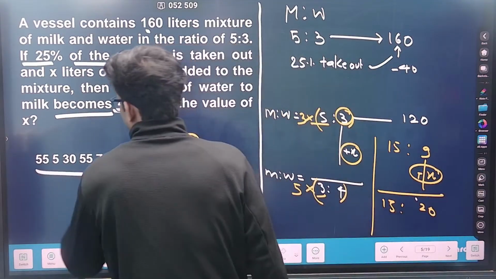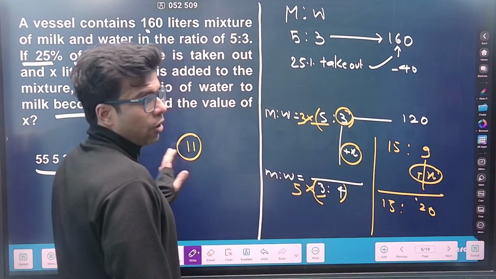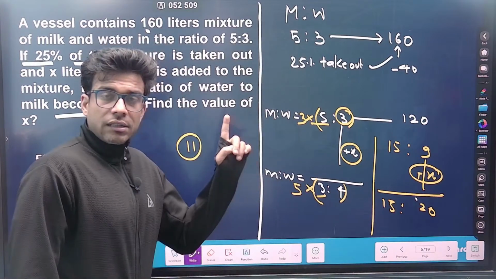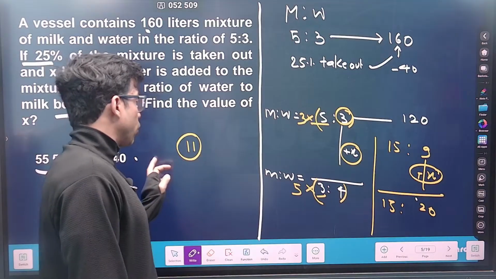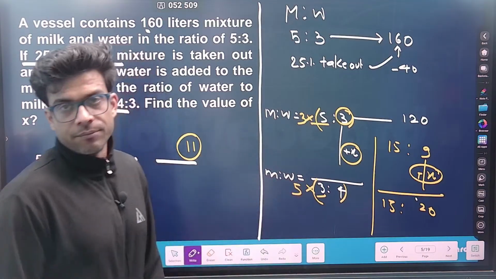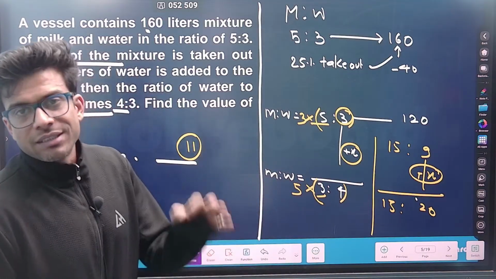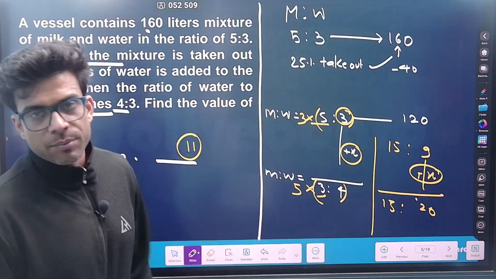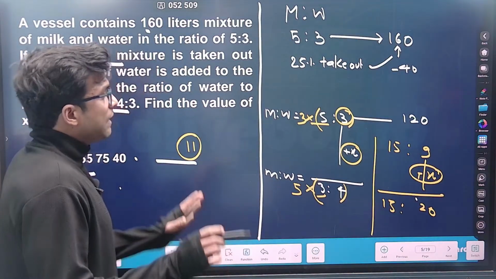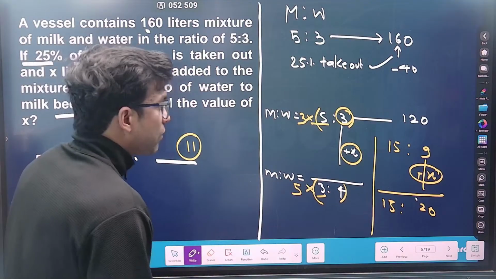Now don't solve, guys, don't look at the options. The option which will have the answer will always contain a multiple of 11. Always remember, the option which you are looking for always contains a multiple of 11, right? Now, if you want the exact value, how can you figure it out?